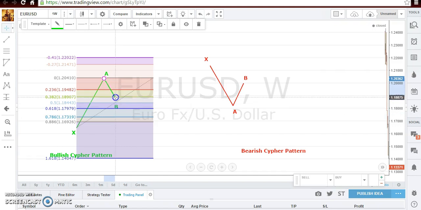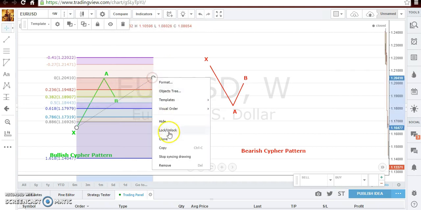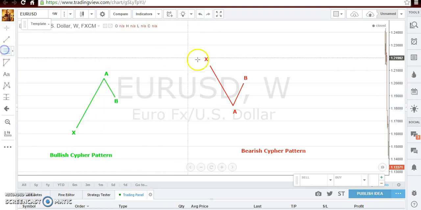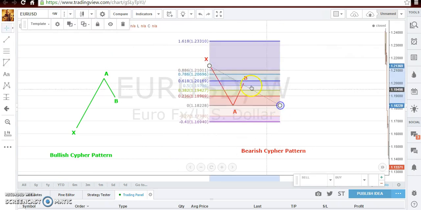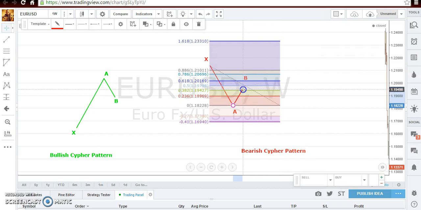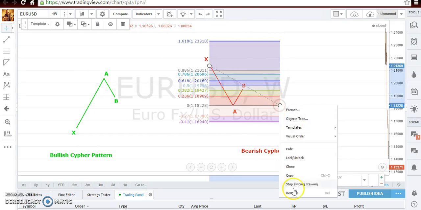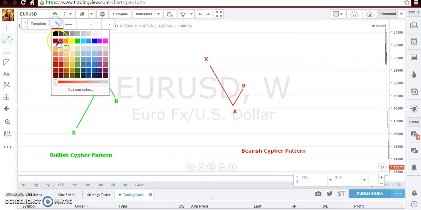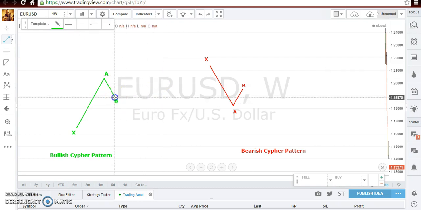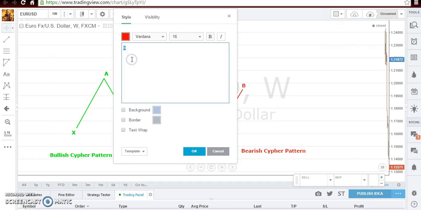So I'm going to go ahead and leave B right there on the 382 retracement. I'm going to take off the Fibonacci. I'm going to do the same for the bearish X to A leg, where we're looking for B to come into the 382 retracement. So I'm going to take that off. The next thing I'm going to do is introduce the next leg of the Cypher pattern, which is known as the B to C leg. So I'm going to go ahead and label that C.